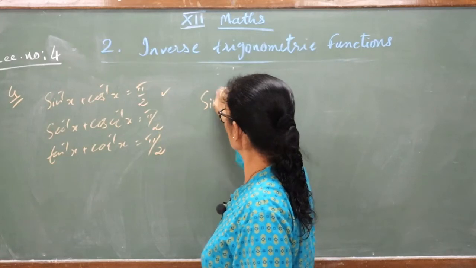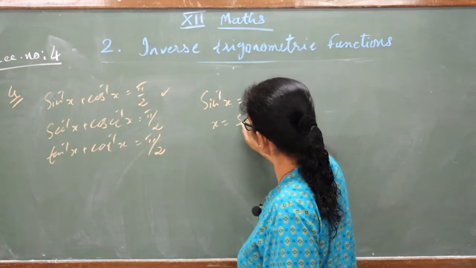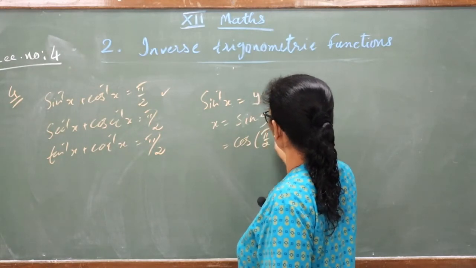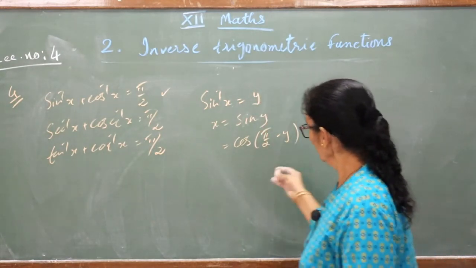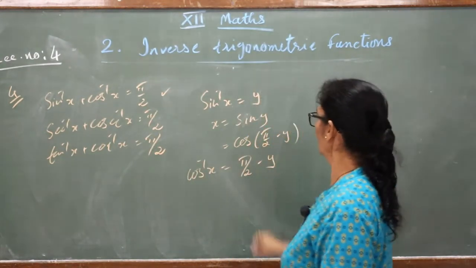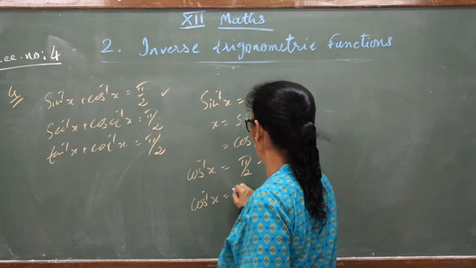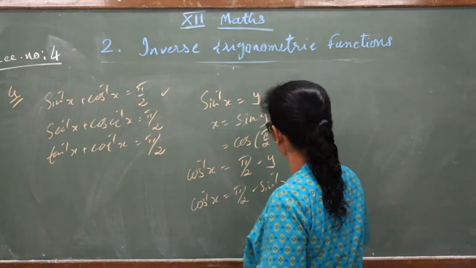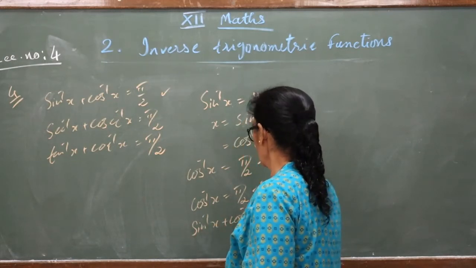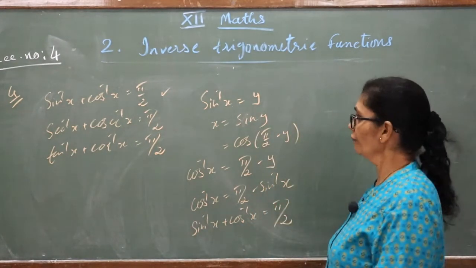Let's assume first sine inverse x equal to y. So we can write x equal to sine y. Now we will convert this into sine of pi by 2 minus y, this way we can change. Now taking cos inverse on both sides, we get pi by 2 minus y. In place of y we can write sine inverse x. So cos inverse x equal to pi by 2 minus sine inverse x. Shift this sine inverse here, so sine inverse x plus cos inverse x equal to pi by 2. This is the easiest way we have proved it.